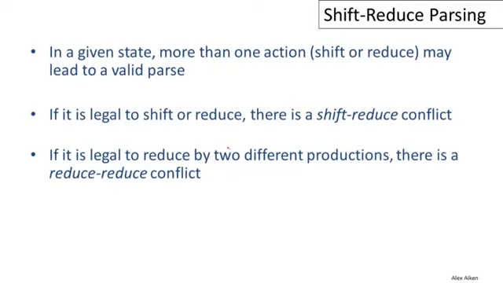Now it can happen that in a given state more than one action, shift or reduce, may lead to a valid parse. So in particular, if it's legal to shift or reduce, if you could do either one of those things, then we say there is a shift-reduce conflict. The parser could either read one token of input and push it on the stack, or it could perform a reduction. If it's legal to reduce by two different productions, then there is what is called a reduce-reduce conflict.